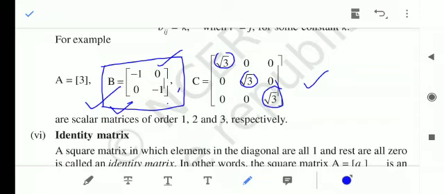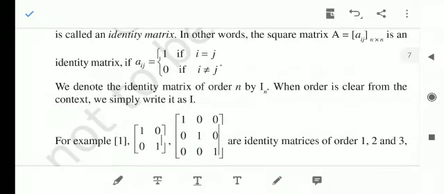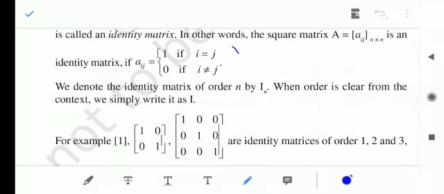And an identity matrix is that scalar matrix whose diagonal elements are 1. So, here we can say Aij equals 1 when i equals j and Aij equals 0 when i is not equal to j. So, an identity matrix is that square matrix for which the diagonal elements, a11, a22, a33, where i and j are equal, are 1, and the others are 0 when i is not equal to j. This type of matrix is known as an identity matrix.